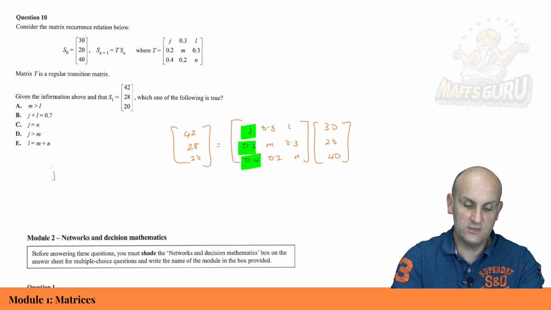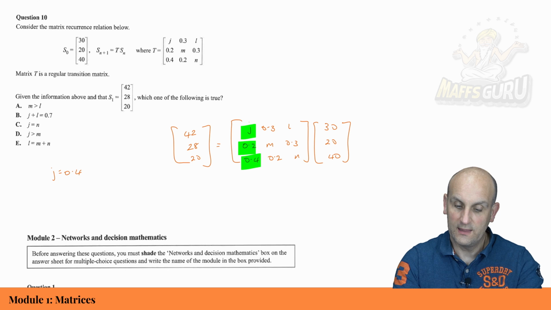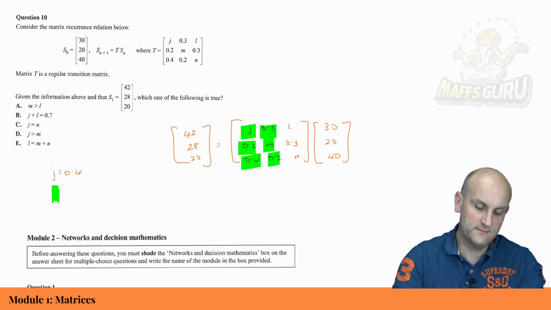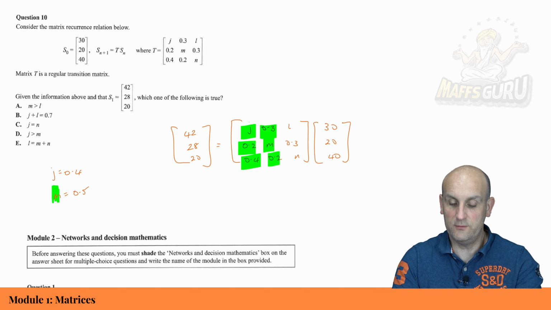So that gave me that J was equal to 0.4. And again, M could have been worked out, and it worked out to be 0.5. So M, he says, writing in highlighter, is equal to 0.5. Those are two of my values.